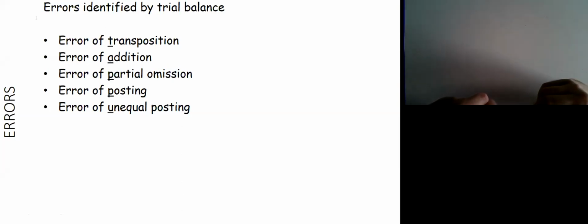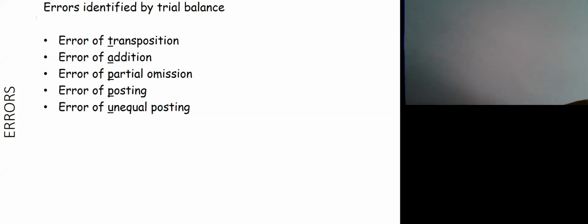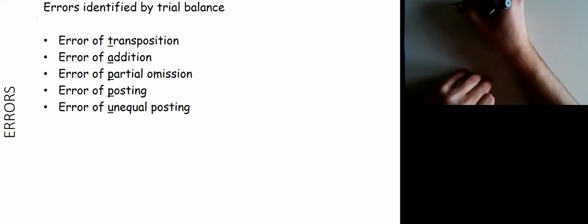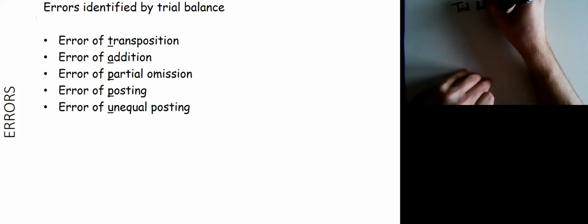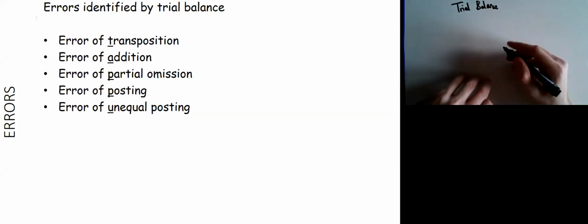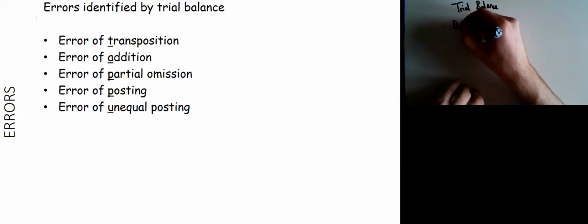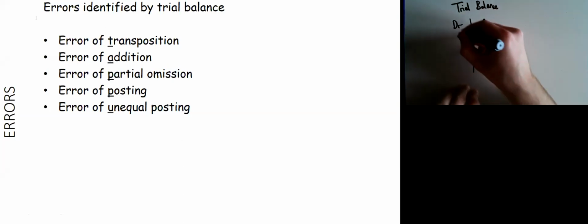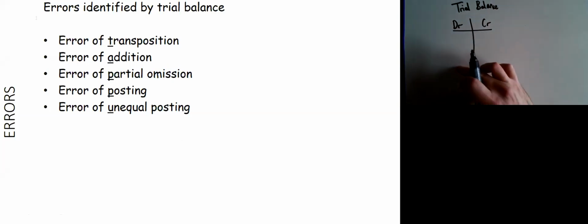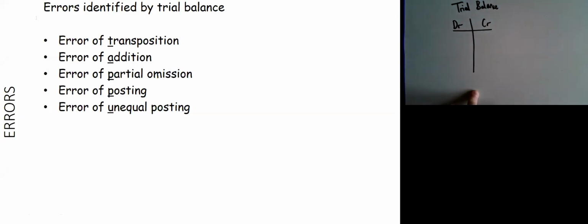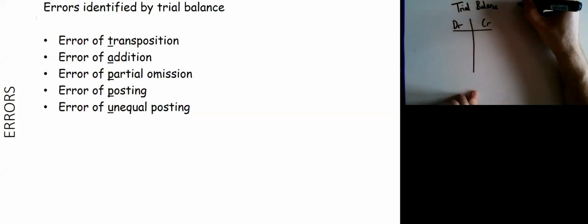Okay, so for revision, we're going to look at the different types of errors. Errors come from when we verify our accounts. Remember, there's three ways of verifying accounts. We can do a trial balance, and that's what we're mainly going to look at today. That's when we have a list of all our debits and all our credits before we do our financial statements, and they should balance. Then we also have control accounts.